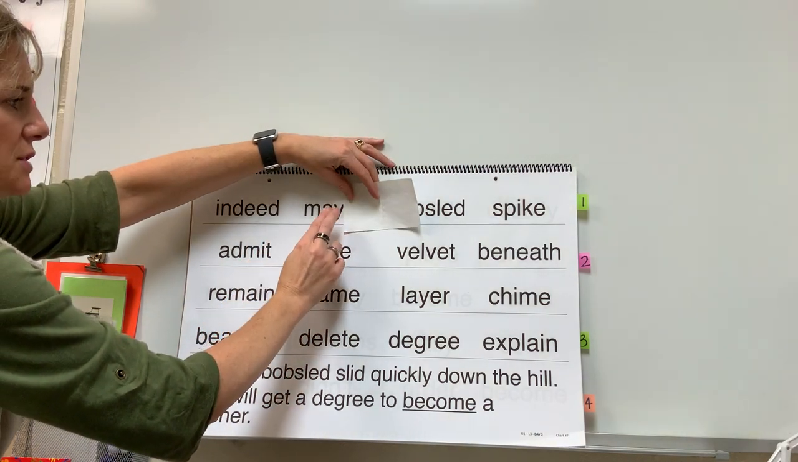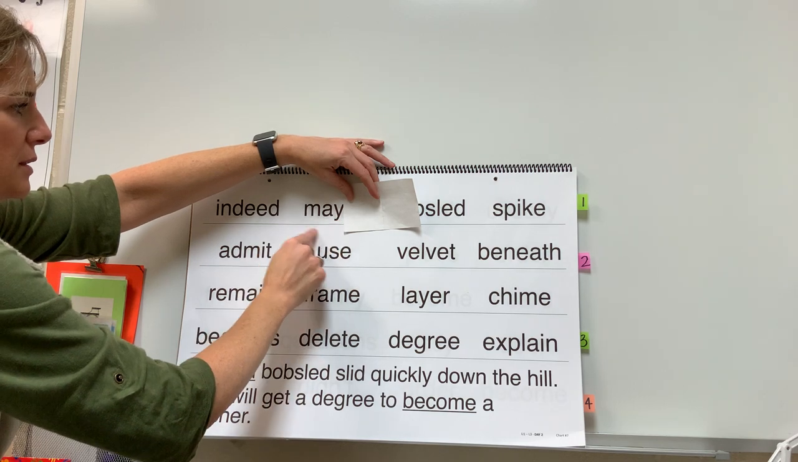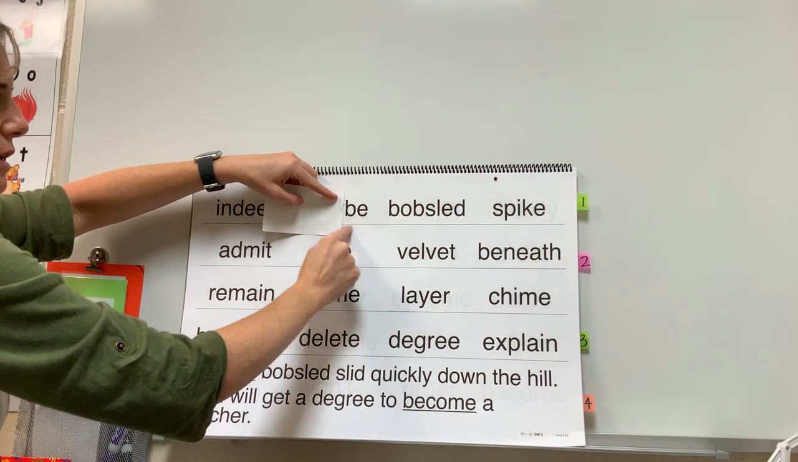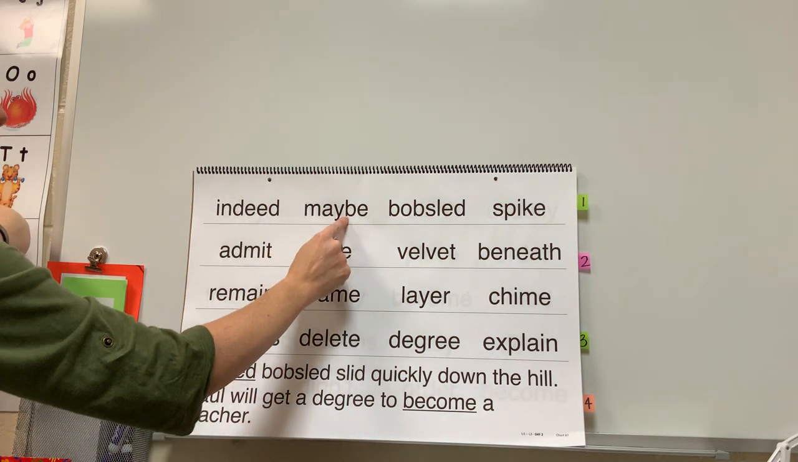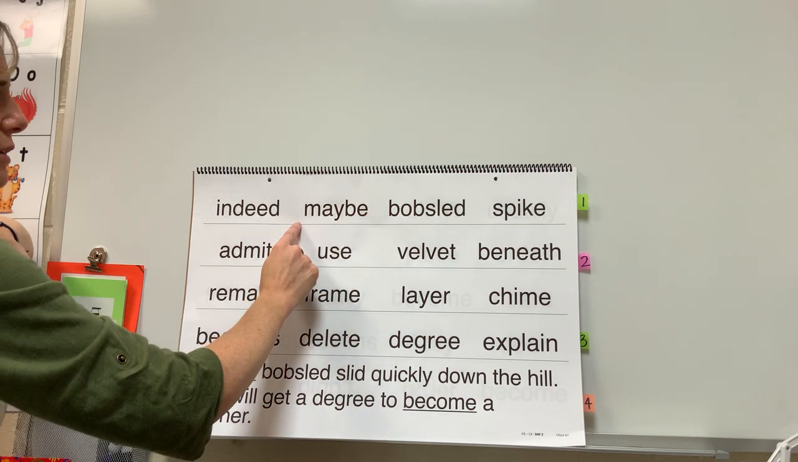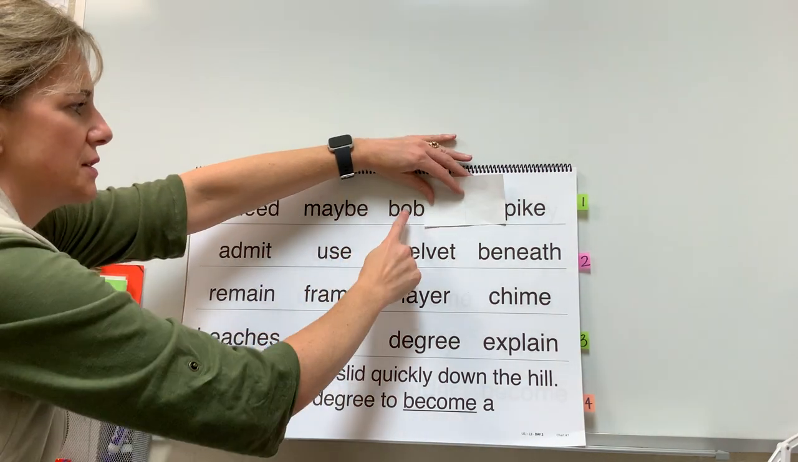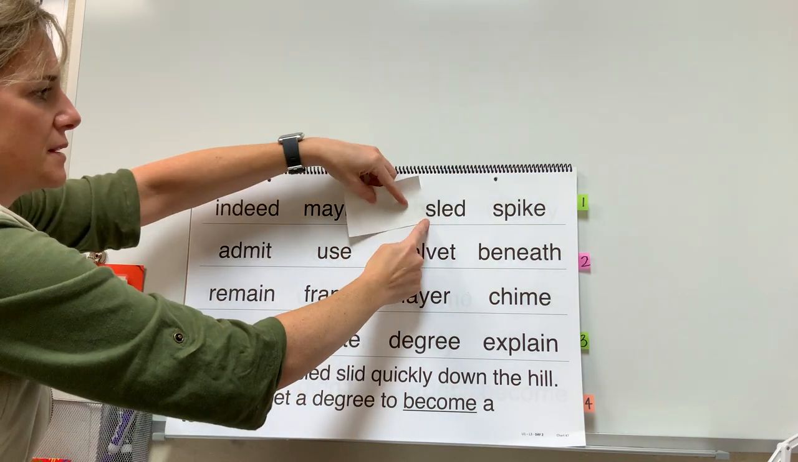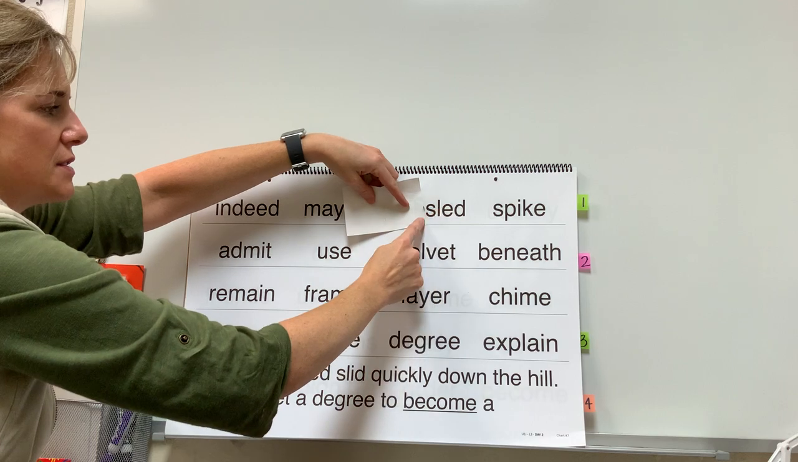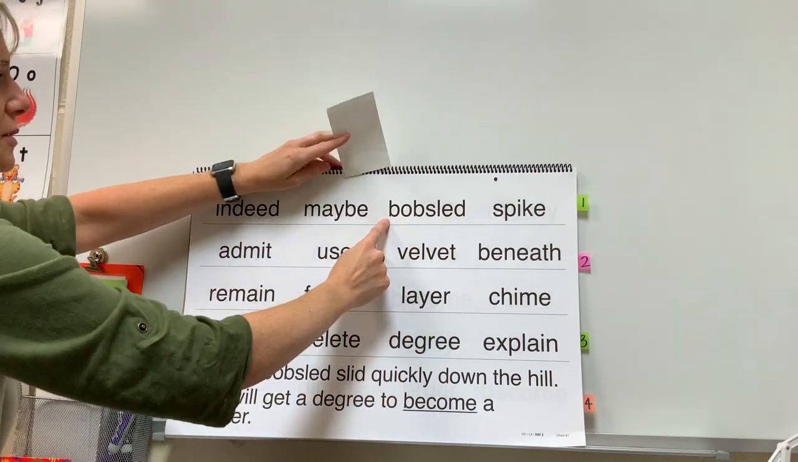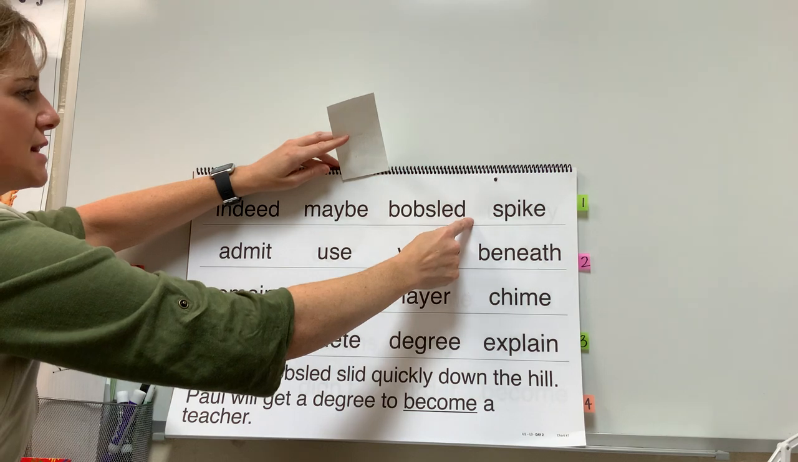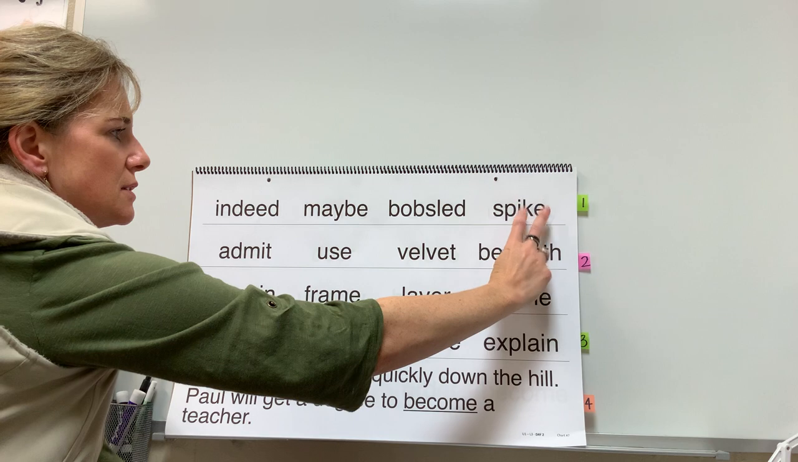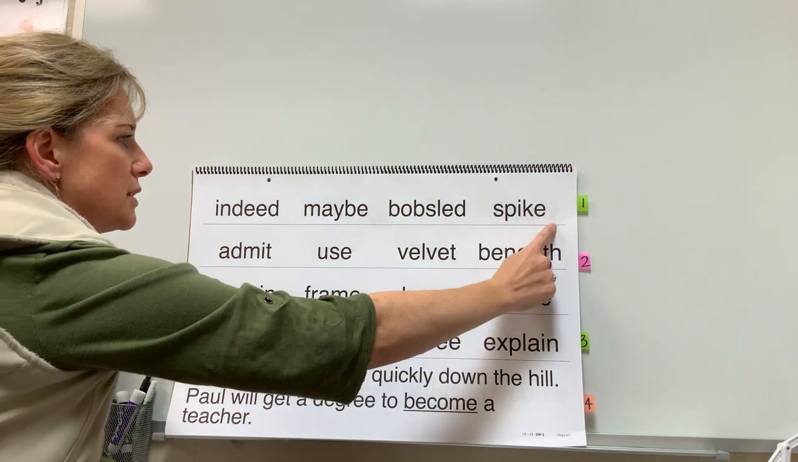Sound, A, syllable, May. Sound, E. Syllable, B. Blend, May, B. Word, maybe. Sound, ah. Syllable, Bob. Sound, eh. Syllable, sled. Blend, Bob, sled. Word, bobsled. Sound, I. Word, spike.